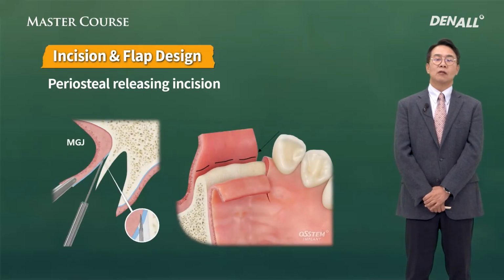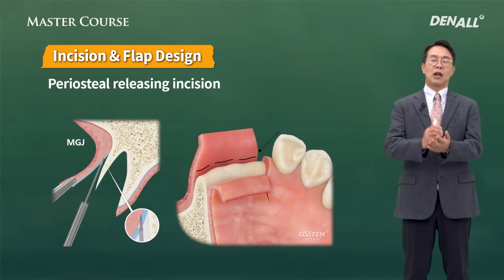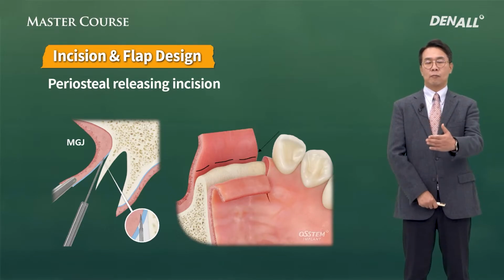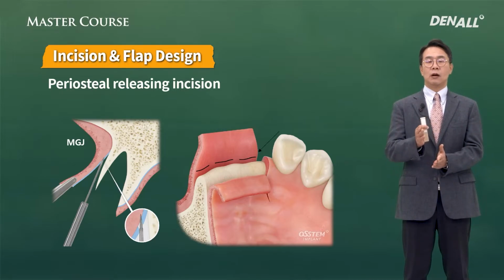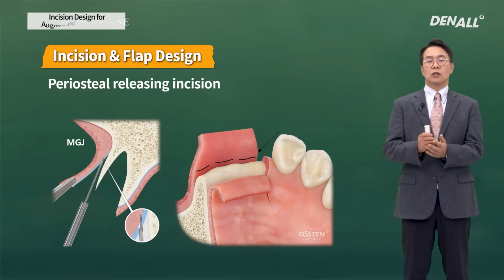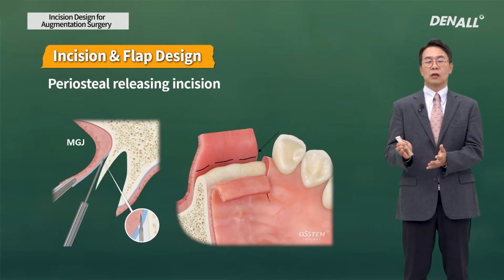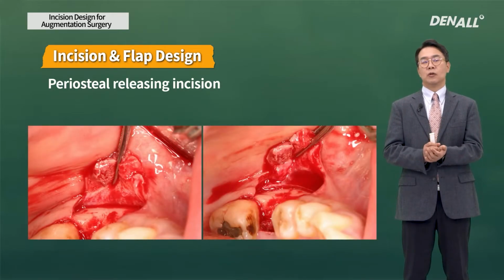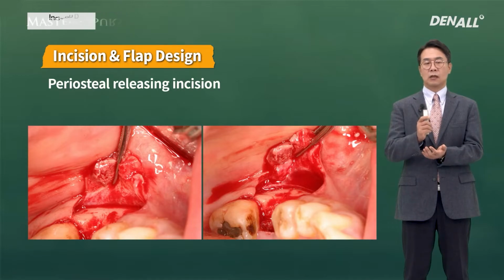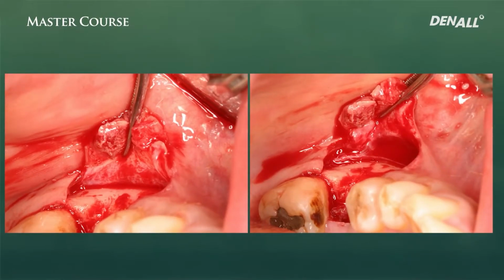The periosteal releasing incision is to cut periosteum inside the flap below mucogingival junction. As you can see in the figures on the right as well, when we cut it, rather than the figure on the right, some other method can be more beneficial. Here, when you do the periosteal releasing incision, how can it be extended? If you look at the photos, it can be easily done.